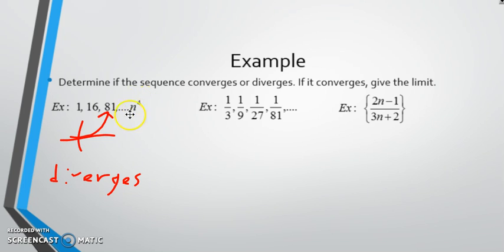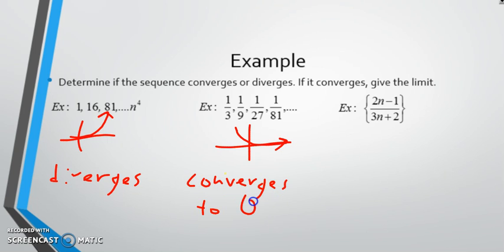Now, for the next example, they define the term, and you might be able to recognize this as a number raised to a power, with a base like 1/3. These numbers are getting closer and closer to 0, so they're approaching the x-axis. As you go further along in the sequence, it's getting closer and closer to the borderline of 0. So we say it converges to 0. The limit is 0 on this one.